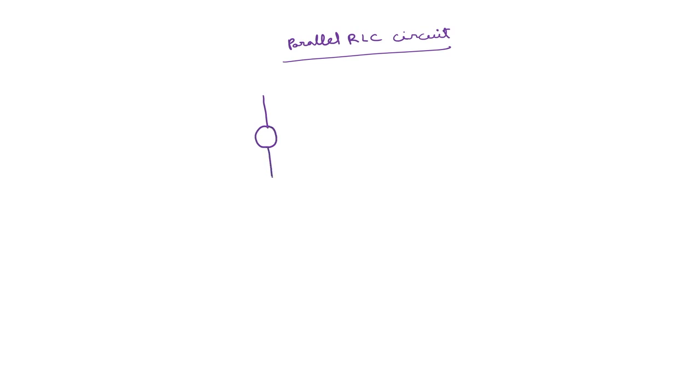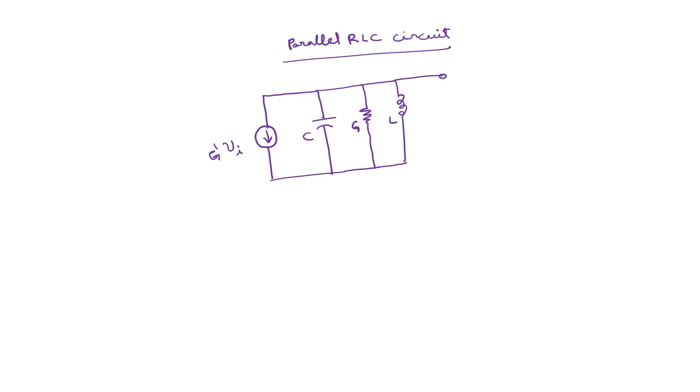This is a parallel RLC circuit. You might have studied this in your circuit theory course. So you call this one as G dash into Vi, the current source, and we have capacitance C, and resistance in parallel circuit is G, which is reciprocal of resistance, G is equal to 1 by R. And then we have inductor L, and we are taking the output across this.